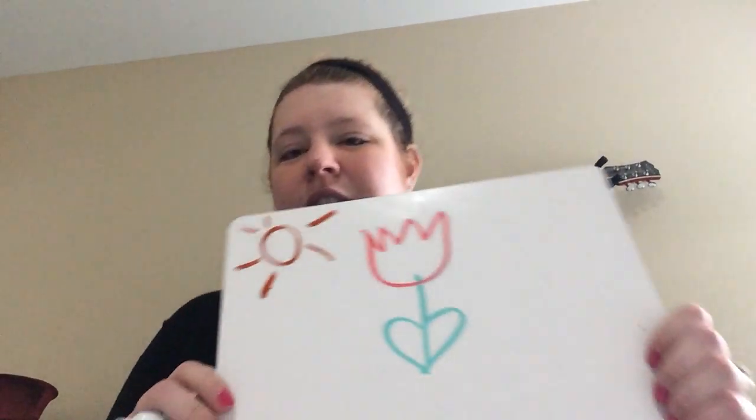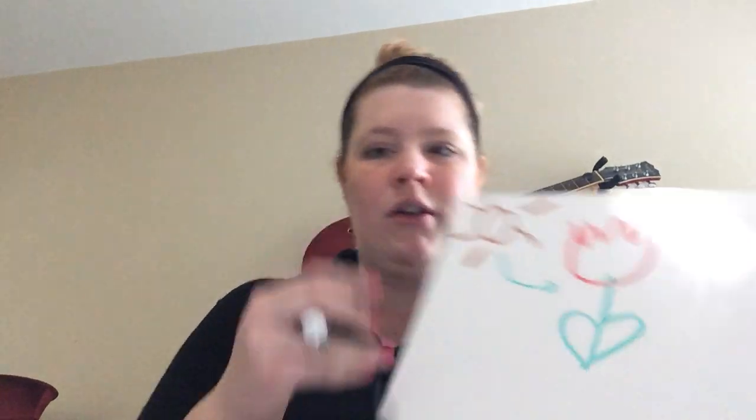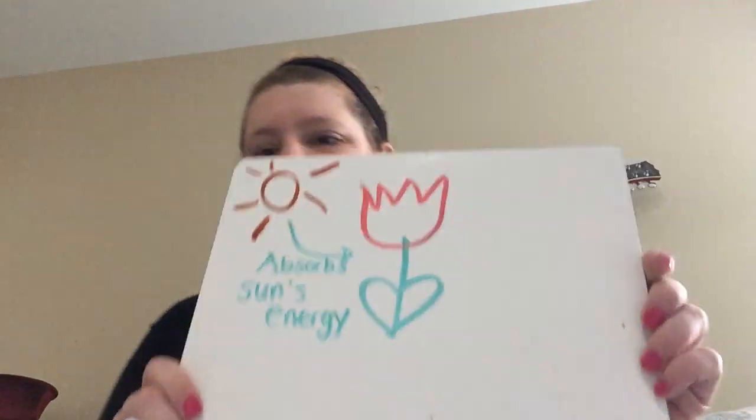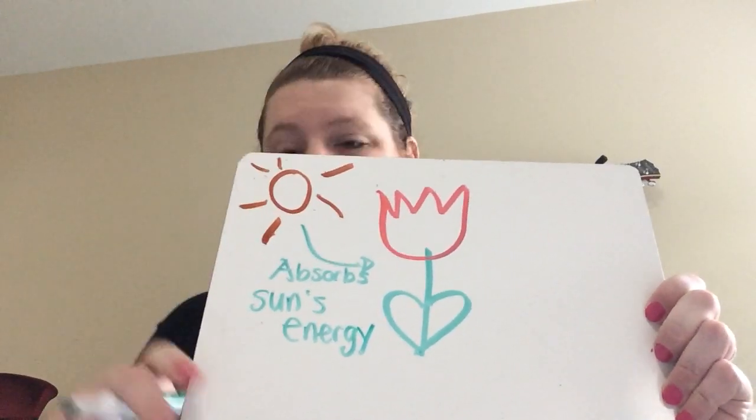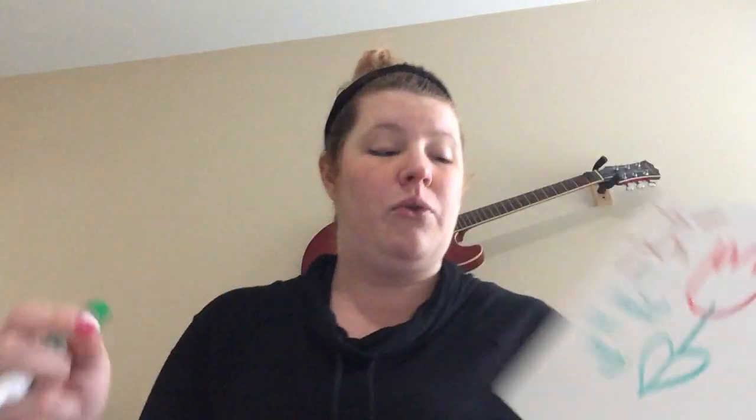Okay, the plant absorbs the sunlight's energy. So we need the sun for the start of it, just like we need it for food chains and the water cycle and everything. It's amazing how important the sun is. Sun's energy. Okay, so the plant absorbs the sun's energy. That's kind of the first step. And the energy will then go into the plant cells.